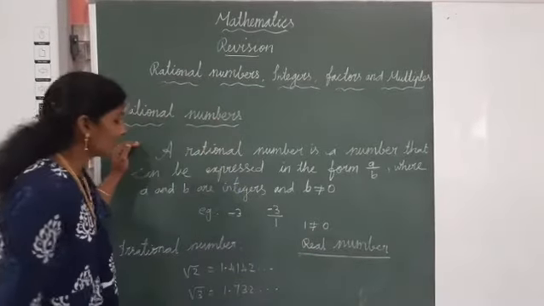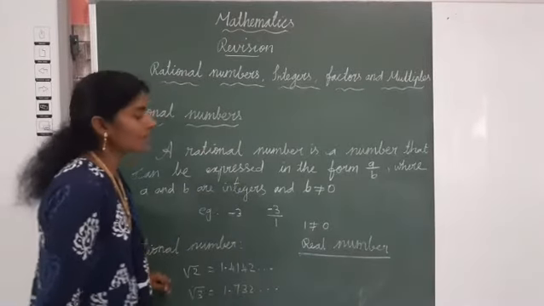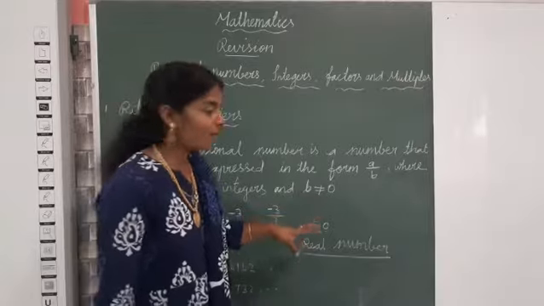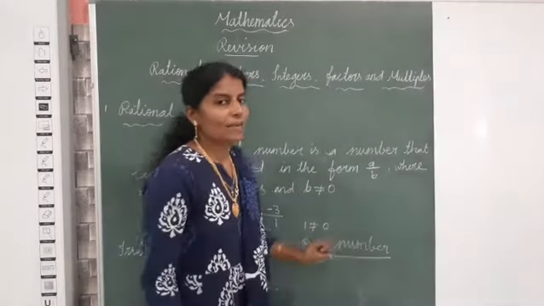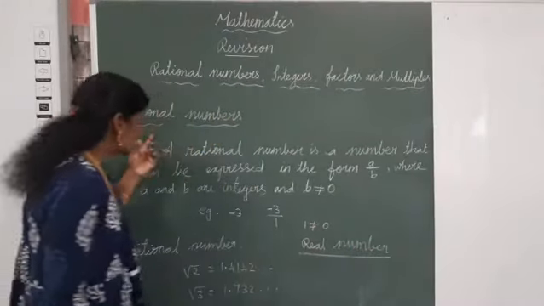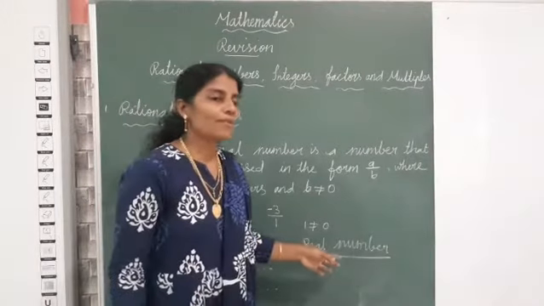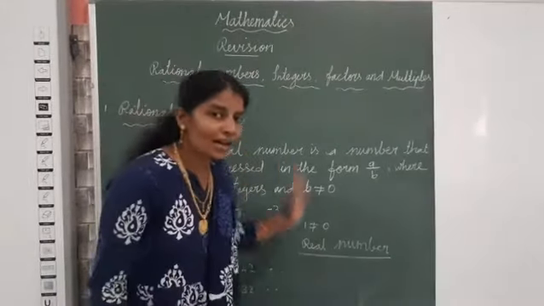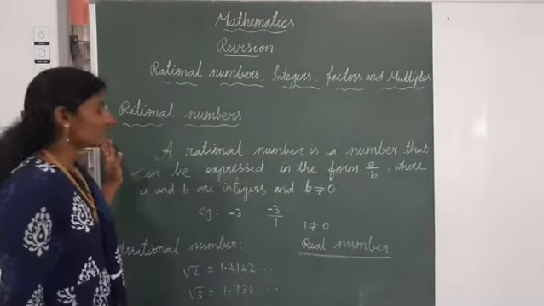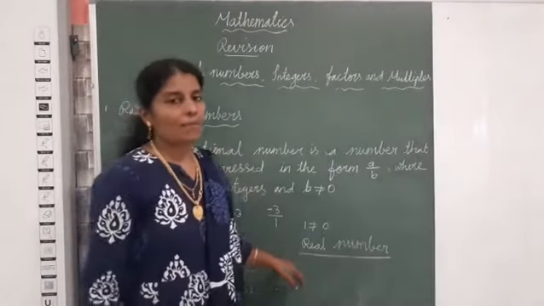All the rational numbers and the irrational numbers taken together are called real numbers. So real numbers, rational numbers and irrational numbers taken together, that is real numbers. We can say an irrational number is also a real number.